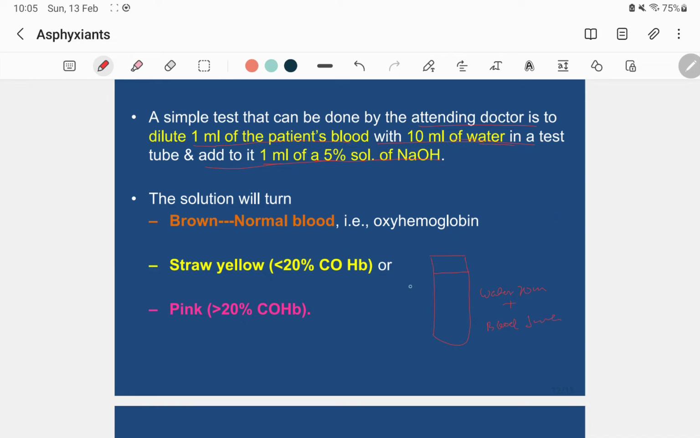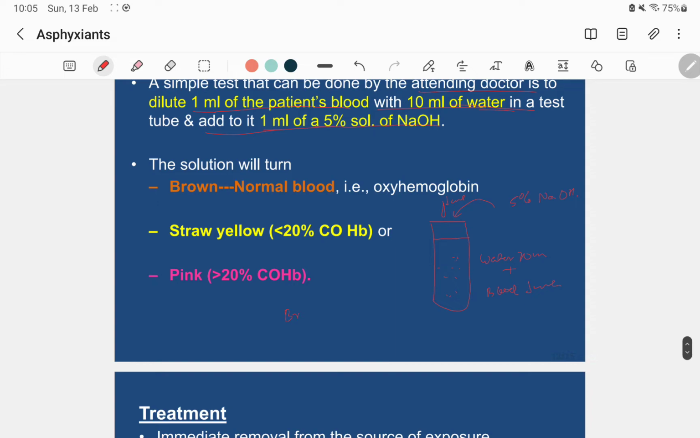Then they add 1 ml of 5% sodium hydroxide solution, NaOH. Some reactions will occur, so this is chemistry. If the solution turns brown, it is normal. If it is straw yellow or pink, those are dangerous colors. You may not want the patient to have either pink or straw yellow.